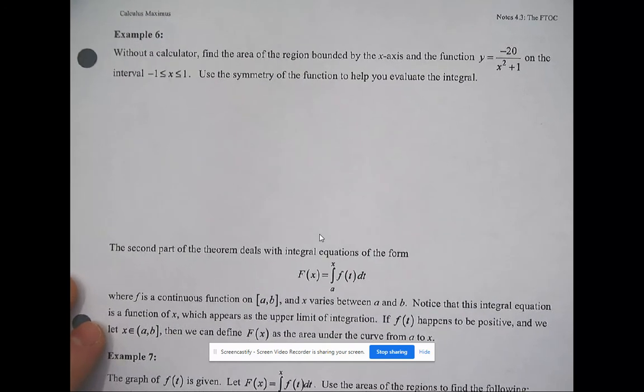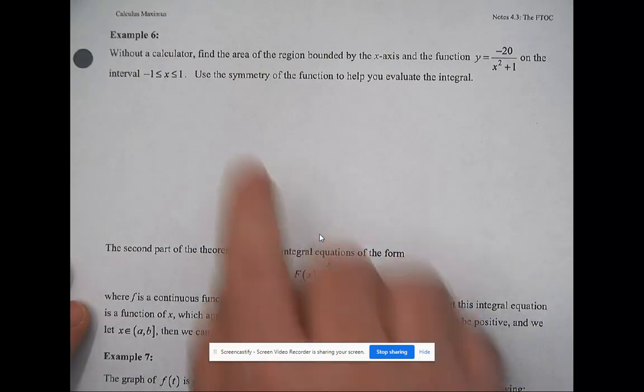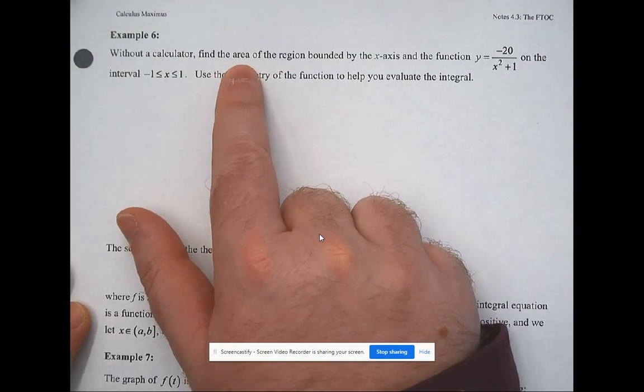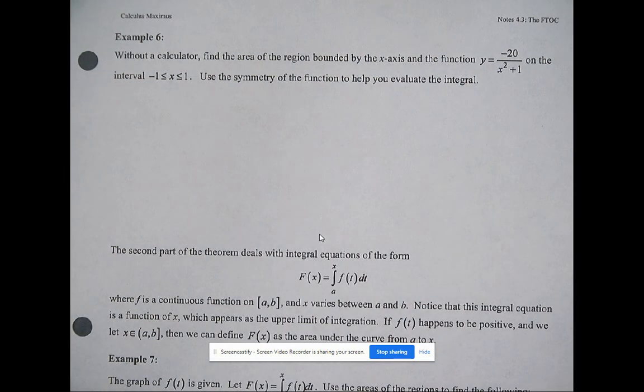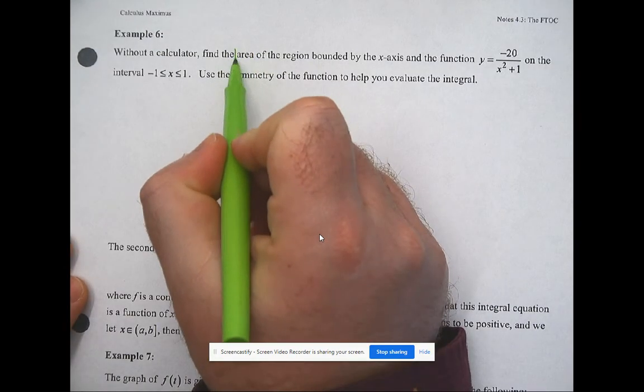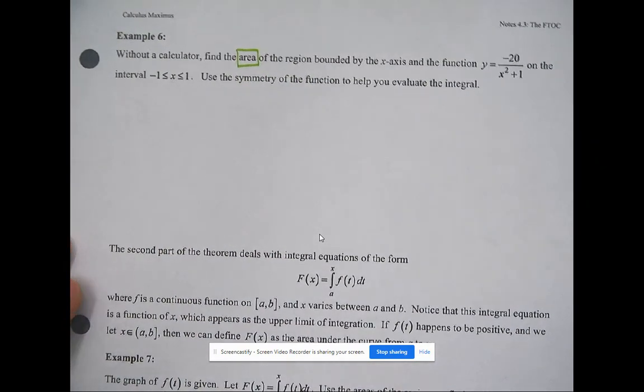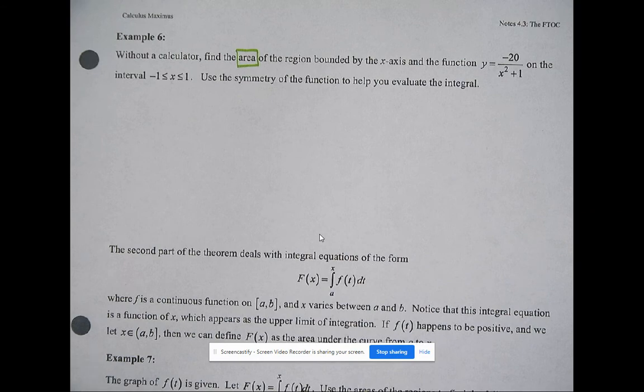Okay, folks, we're taking off at example 6 here. Without a calculator, find the area of the region bounded. So I'm finding area. This is going to be positive. Maybe I'll highlight that or underline it at least. So this is where I've got to make a sketch and see if there's stuff that's below the x-axis so that I can make it positive.